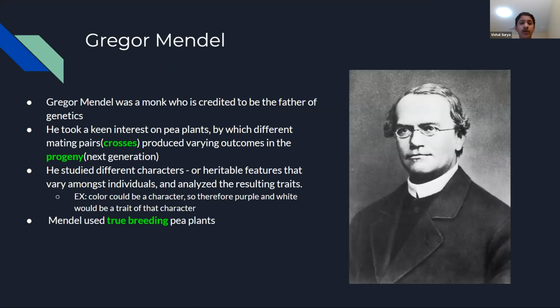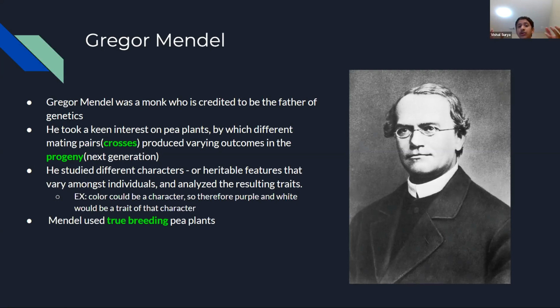So when we first want to talk about genetics, let's talk about the origins of it. We have Gregor Mendel, who is credited as the father of genetics and founded a lot of the major principles that guide how geneticists actually practice in the field. He took a keen interest in pea plants in his research, where the different mating pairs, or crosses, would produce varying outcomes in the progeny, or the next generation.